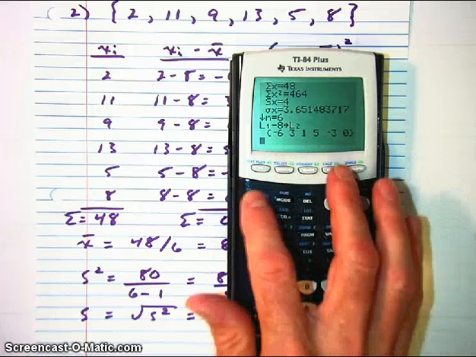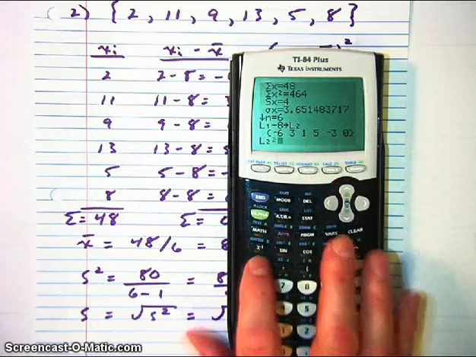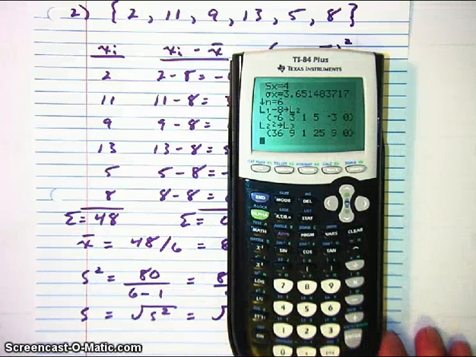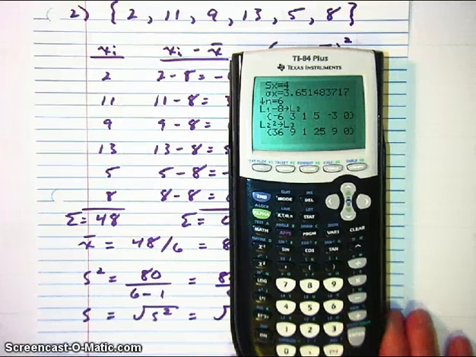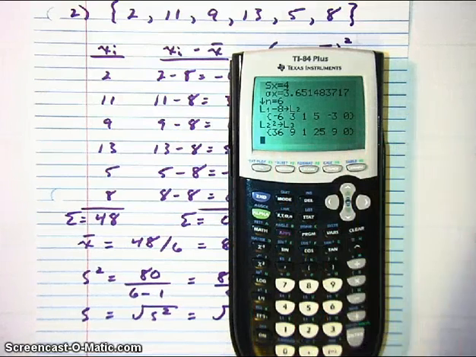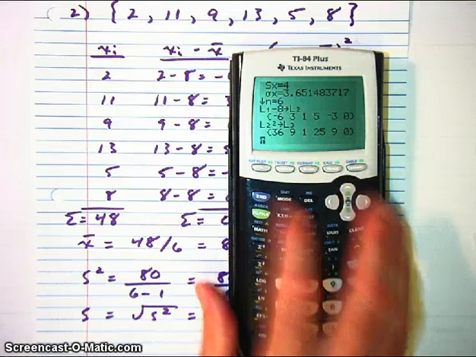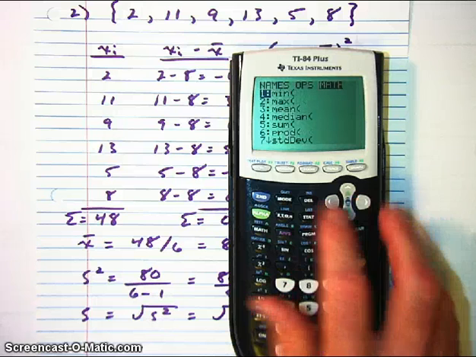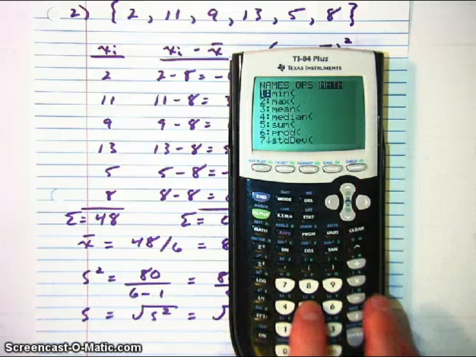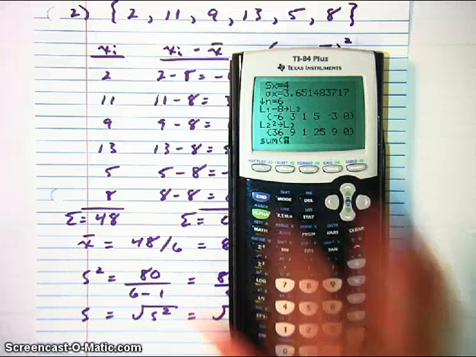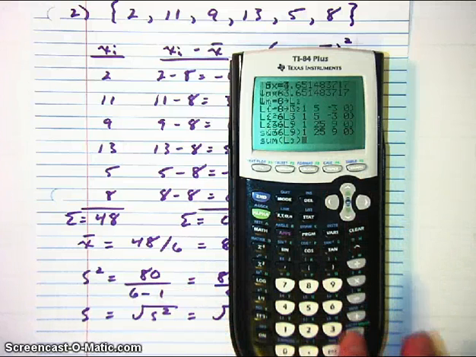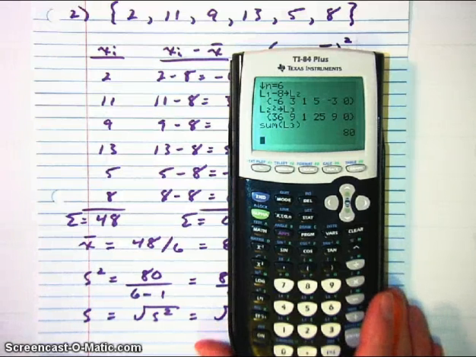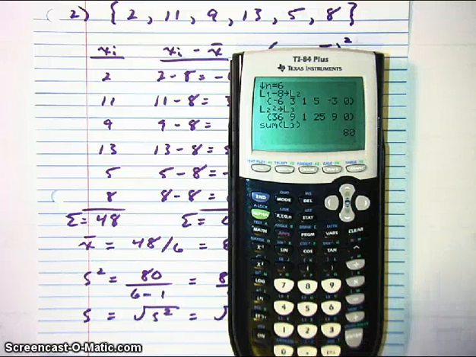If you want to square those, you just square list 2 like that, and we can store that in list 3. They're the squared deviations, and if you want the sum of the squared deviations, you can just add them up. The way you do that is go second stat, and this puts you into the list utilities. Go over to math, and number 5 on the list is sum, and then we go sum of L3, and it'll add up those squared deviations. We get 80.